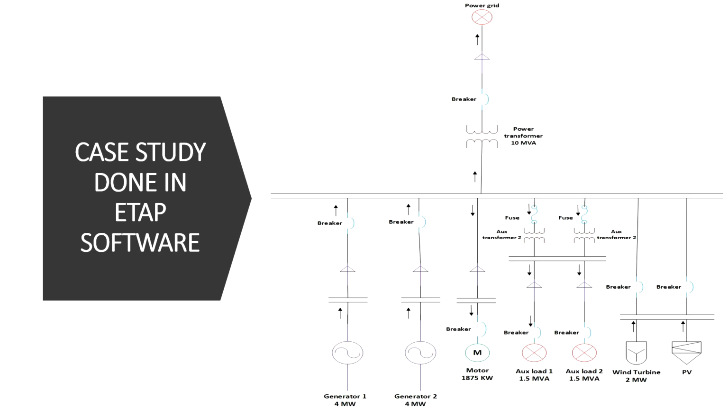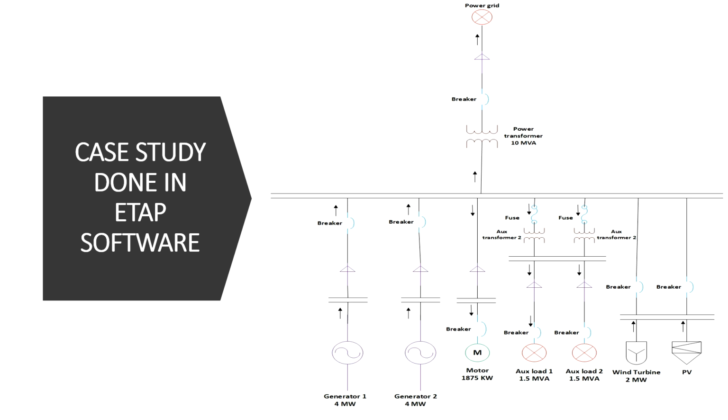So we have designed a single line diagram of the proposed microgrid in ETAP software. We can see that there are two generators here, each rated 4 megawatt. For the load consumption, we have two auxiliary loads, each rated 1.5 MVA, and a 1875 kilowatt big motor. For the renewable sources, we have used wind turbine and PV sources. The capacity of the wind turbine is 2 megawatt, and the capacity of the PV is 2000 kilowatt.